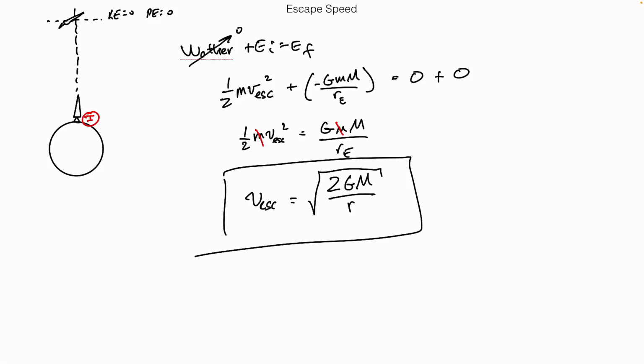If I am in orbit already, right? Let's say I'm already 400 kilometers above the surface of the Earth. I can calculate the speed I need at that point in order to escape the Earth. So this number, by the way, when you calculate it for the Earth, the escape speed for the Earth, is 11.2 kilometers per second.